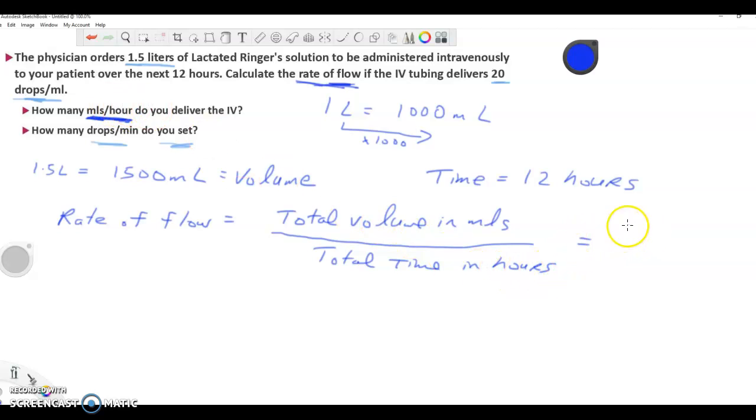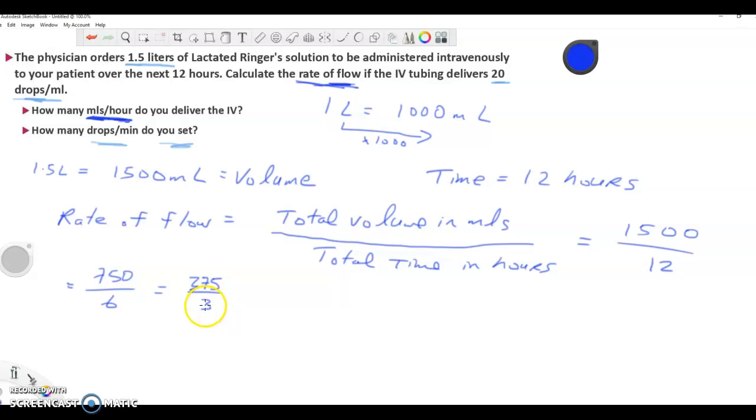So we just put in our total mils, 1500, over our time in hours, 12, and then we have to break that down into one number. Immediately both numbers are divisible by 2. So 1500 divided by 2 gives you 750, and 12 divided by 2 gives us 6. Again, both of these can be divided by 2. We get 3 underneath. 2 into 7 goes 3 times and 1 over. 2 into 15 goes 7 times and 1 over. 2 into 10 goes 5 times. So 375 over 3.